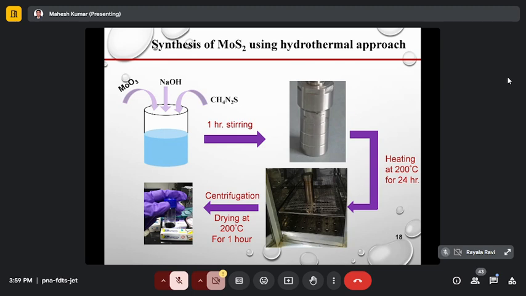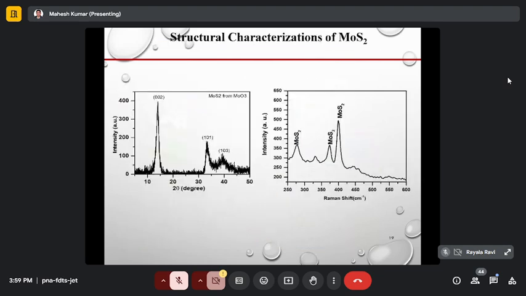We use the hydrothermal approach. Here we use MoO3, NaOH and thiourea. We mix them, and then we grow these MoS2. Here you can see this black powder; these are the MoS2 flakes. These flakes we can use to functionalize our gate.